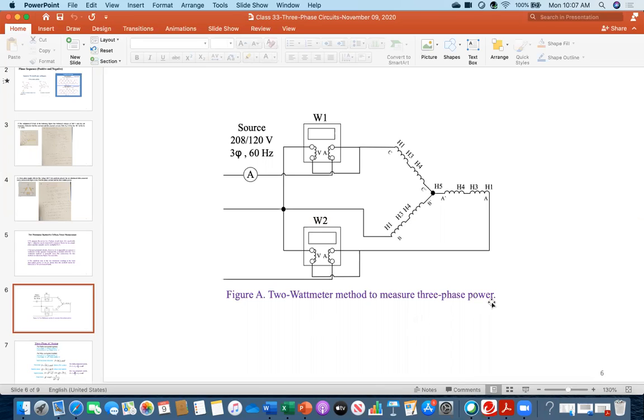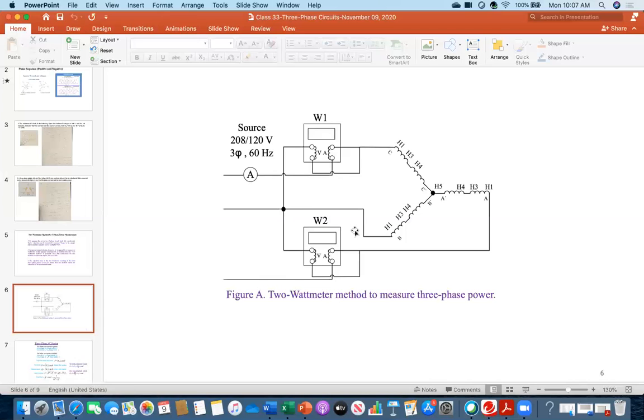Everybody, could you follow me on what I said? So have you used this wattmeter to measure the power in a circuit? No. Okay. So this is the wattmeter. So in this case, just these 2 wattmeters are enough to measure the three-phase power.